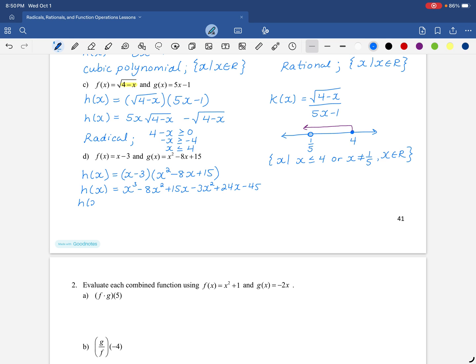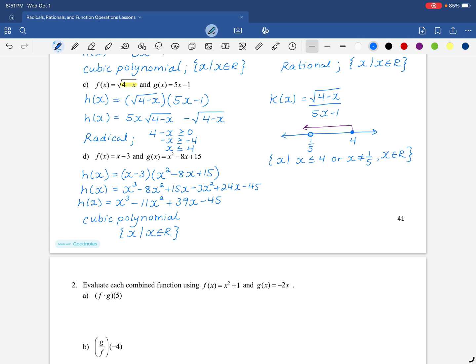So if I simplify this, h of x is going to be x cubed. If I join together my x squares, it looks like I have negative 11x squared. I'll join together my x's. Looks like we have positive 39x. And then it looks like our constant is just negative 45. So in other words, the product of these two functions has created a cubic polynomial again. Same as before, because the original two functions had domains of elements of the reals, the domain for this one is going to remain x such that x is an element of the reals.